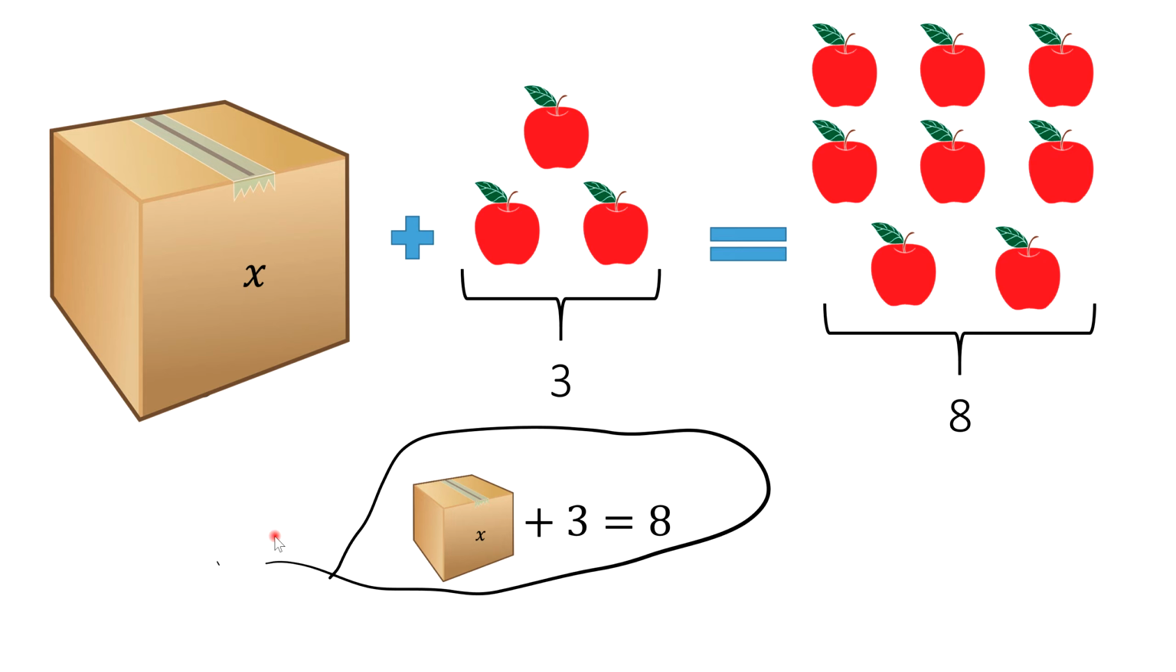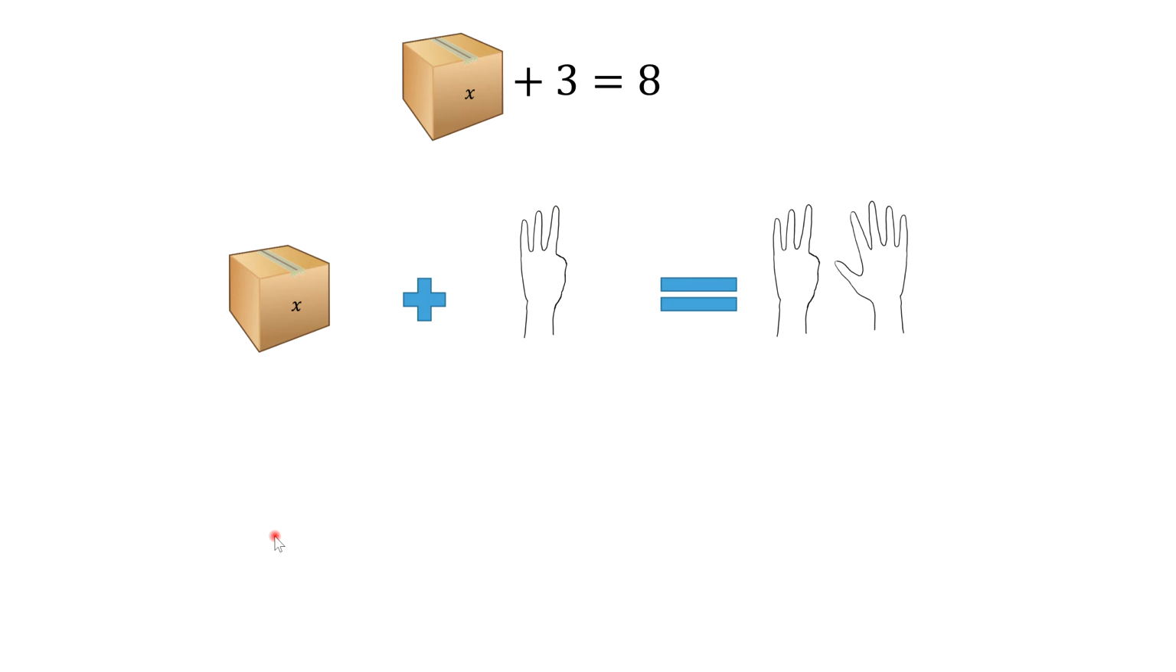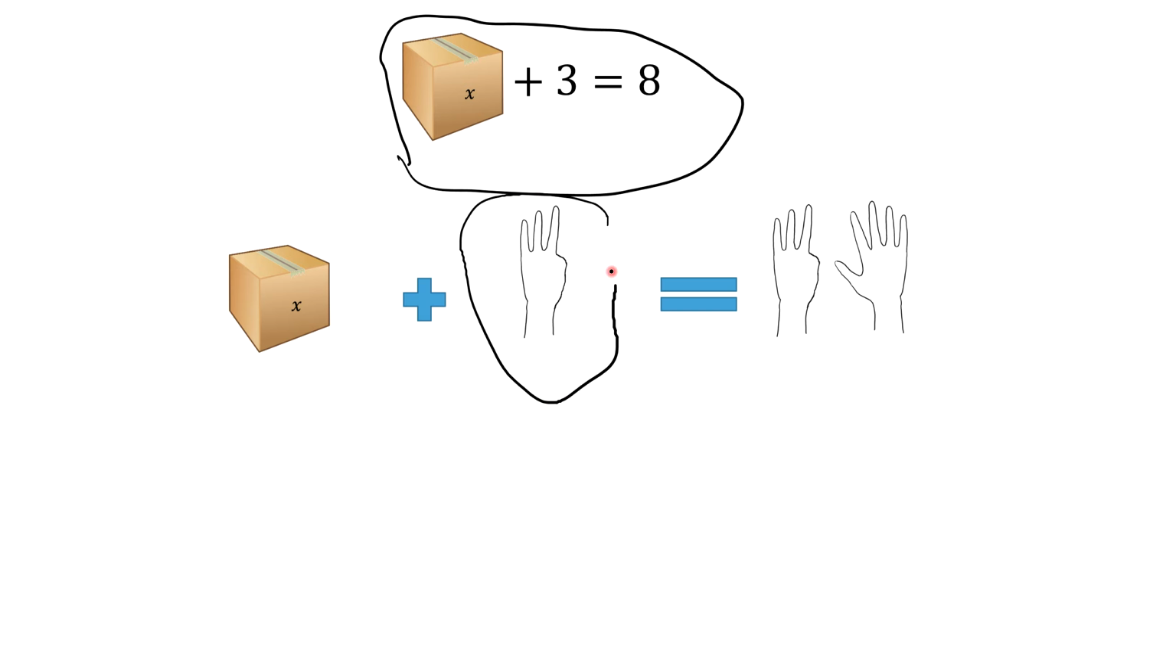Now what I can do is put that equation that I had before on top, which, as I said, represents the math version of the word problem we were just talking about. And I'm going to use my fingers. So I have some number of apples in box X. If I add 3 to that number, I get 8 in total.